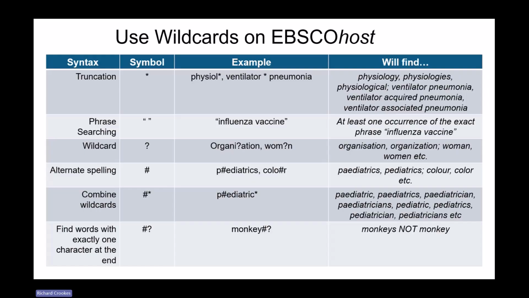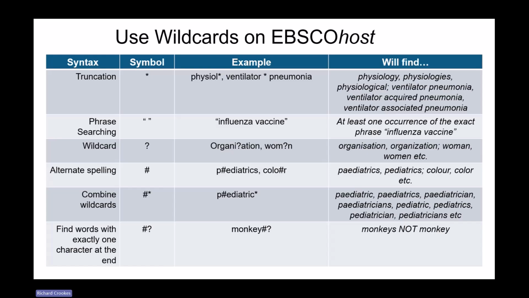You can also replace a single or unknown character with the question mark wildcard. That will find the likes of organization, both with an S and Z, woman or women, or men and man. And also another example would be analysis or analyses if you replace the I or the E with the question mark. Now, alternate spelling, probably more used appropriately in Medline than CINAHL. You can also add the hash wildcard after the P and E to find pediatrics in both variations of spelling. And likewise with color, if you add the hash wildcard after the O before the R, you'll find both spellings, US and UK.